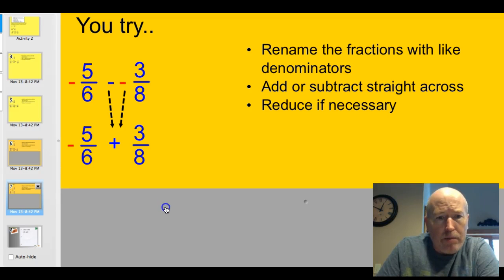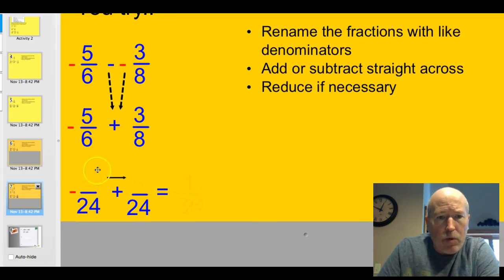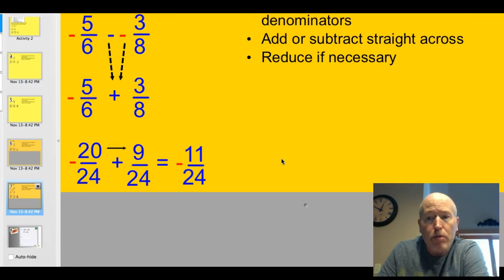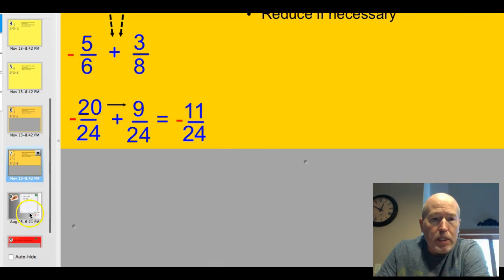All right, so let's see. My common denominator between 6 and 8 is going to be 24, so I renamed negative 5/6 as negative 20/24. I renamed 3/8 as 9/24. And my answer is negative 11/24. Hope you did all right on that problem. We will be practicing more of these in class tomorrow.